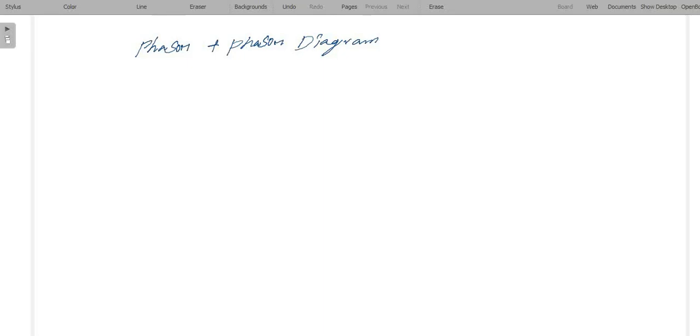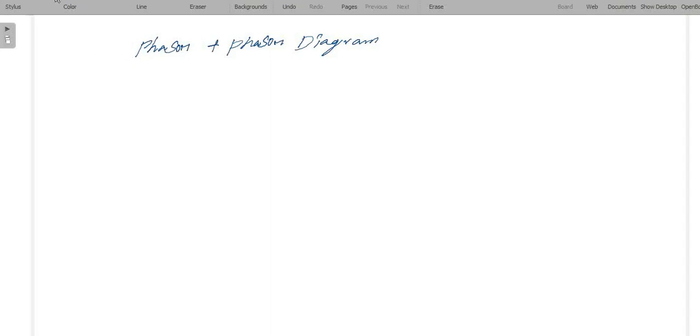Hello students. Phasor diagram. So already you have seen some information related to your phasor. So what is a phasor? A phasor is nothing but a vector which rotates in anti-clockwise direction about the origin at constant speed. So that is your phasor.